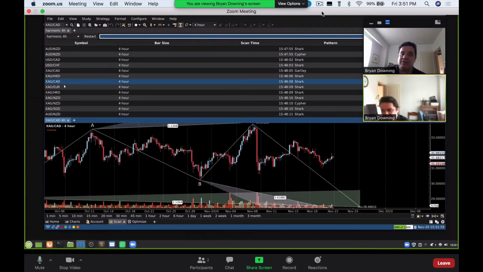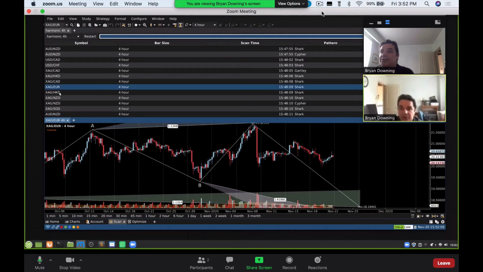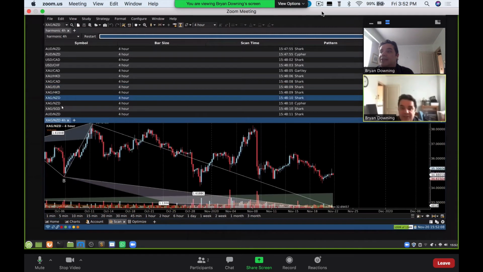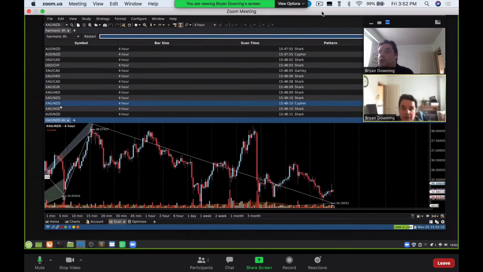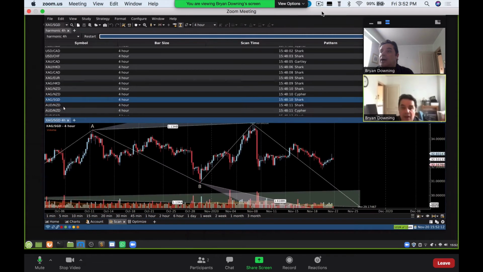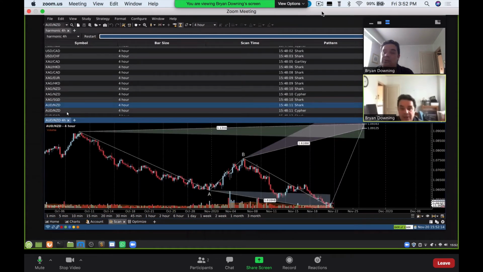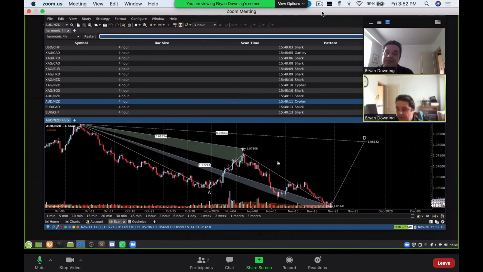This is the confusing thing, because you'd think if there's a long in gold in Canadian dollars, you would also expect it in silver as well. But you can see there are more shorts coming up, and most of these XAG, which is silver, are all shorts in all these different currencies. But here, again, we have that Australia, New Zealand, three of these. So this is an interesting relationship taking place.